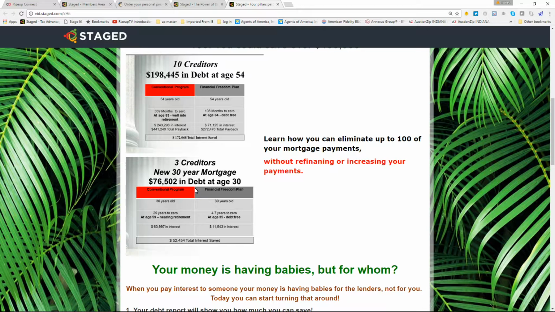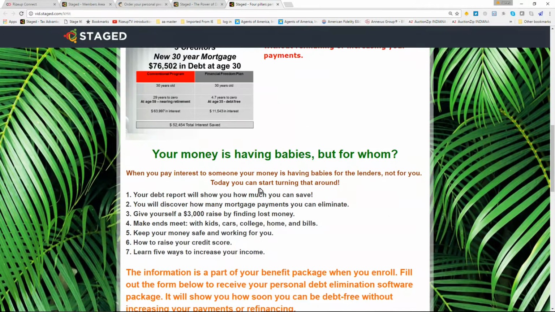Now remember, this is without increasing their payments, without refinancing. They just signed a 30-year mortgage. They've been married and in the house for a year. They have $63,000 in interest they're going to pay, almost $64,000. After their analysis, they would be debt-free in just under 5 years at age 35, only paying $11,000 in interest, saving over $52,000.